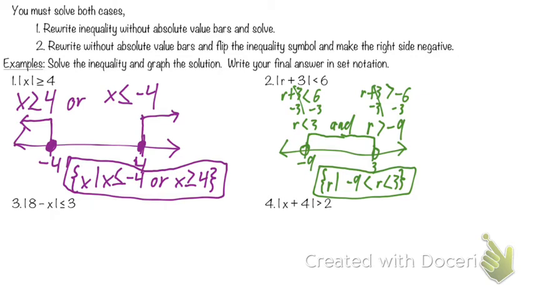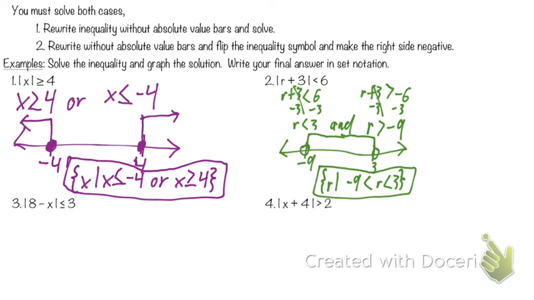That's a fair question. All right, let's go on to number 3. The absolute value of 8 minus x is less than or equal to 3. How many equations, or inequalities, am I going to have to write? 2. Can someone help me with my first one?